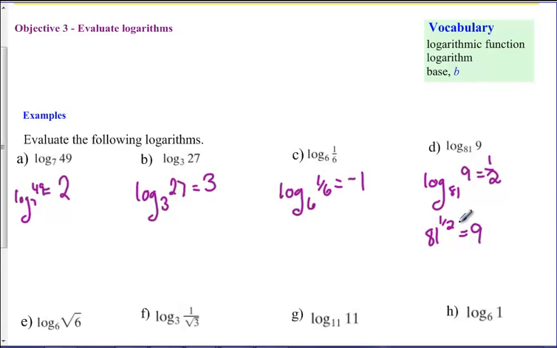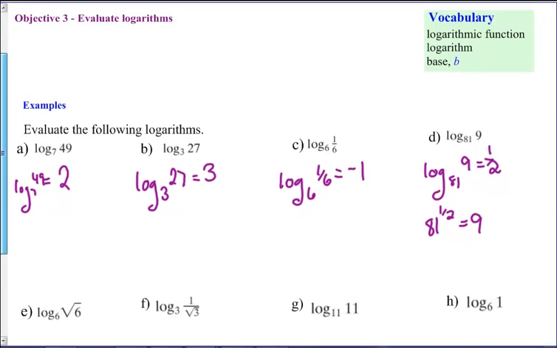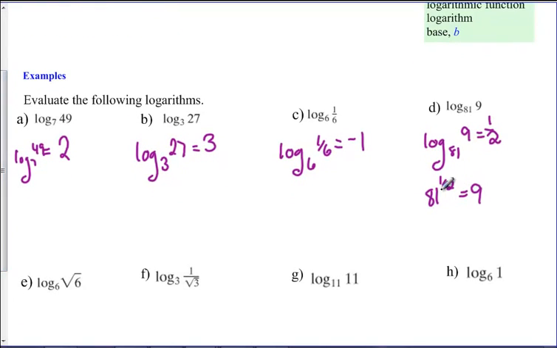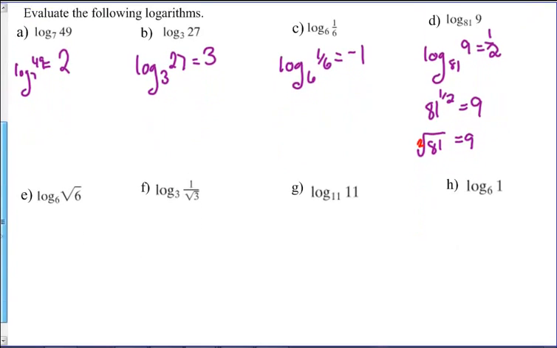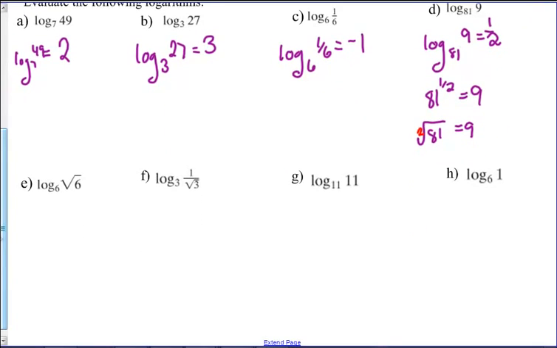And that 1/2, the denominator of your fraction, or of your exponent, that 2 means square root. So we just have the square root of 81 equals 9. There's technically a little tiny invisible 2 right here, but we don't write that for square root. All right, you guys take a minute and try E through H.